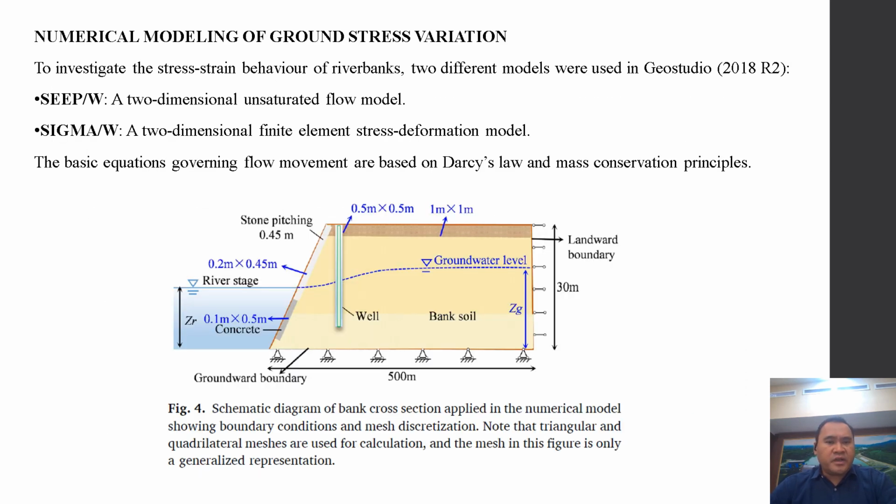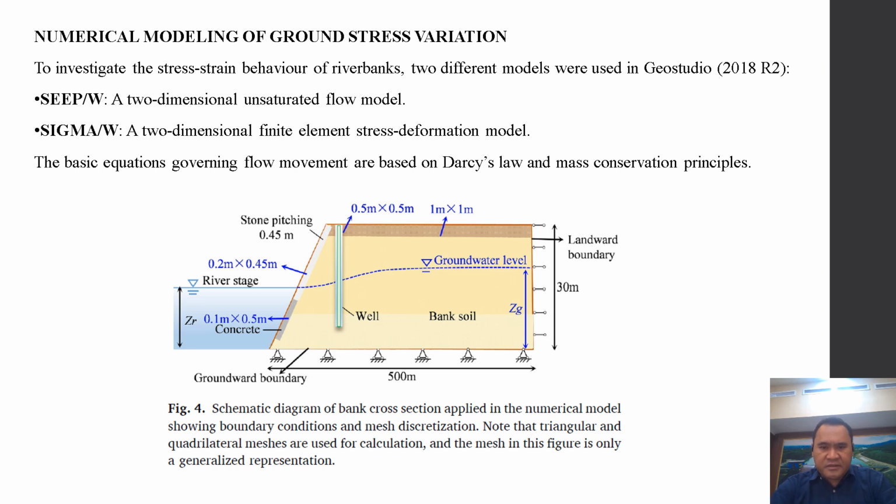Next, numerical modeling of ground stress variation to investigate the stress-strain behavior of riverbanks. Two different models were used in GeoStudio 2018. The first one is SEEP/W, a two-dimensional unsaturated flow model. The second one is SIGMA/W, a two-dimensional finite element stress deformation model. The basic equations governing flow movement are based on Darcy's law and the mass conservation principle.